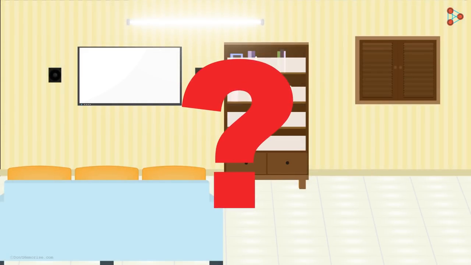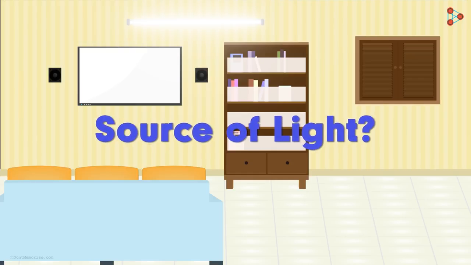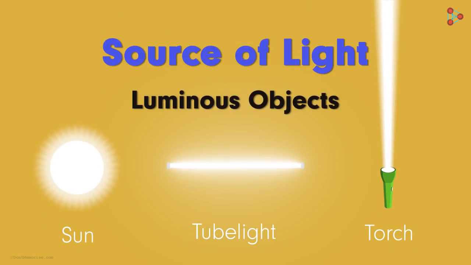Why are we now able to see the objects in the room? The reason is that now light reaches us from these objects. Light from the source falls on the objects and travels to our eye. Light helps us see objects. Do you know what the source of light is called? Objects like the sun or the tube light or the torch are called luminous objects.